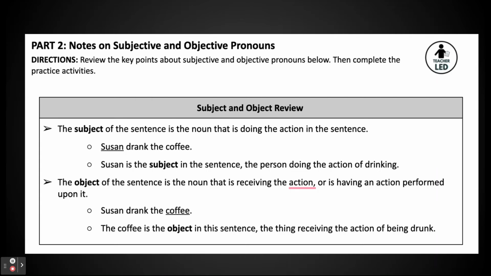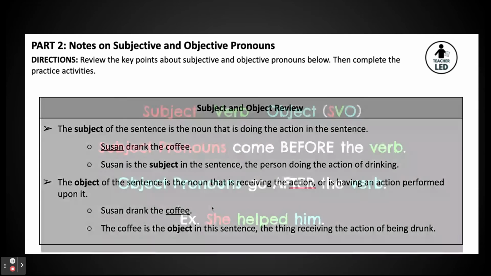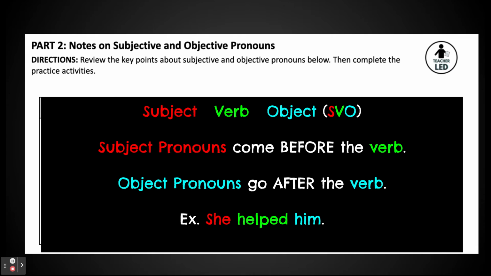Here's my version to make this a whole lot easier. This is what Miss Bullard says, okay? If you can remember this order, things are going to be very easy for you. Subject comes first, then the verb, then the object. That's all you really need to know. And I use the acronym SVO.